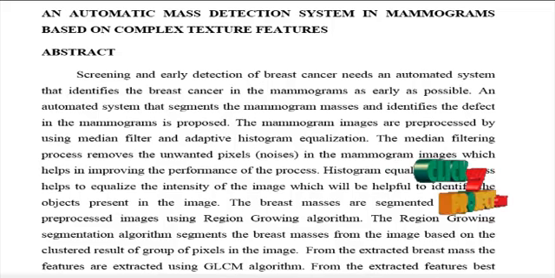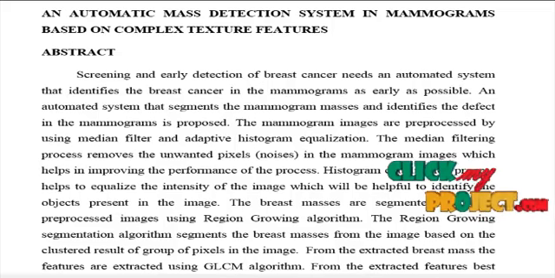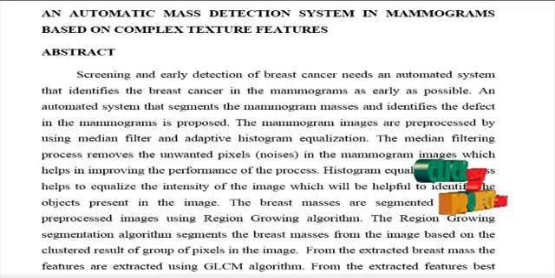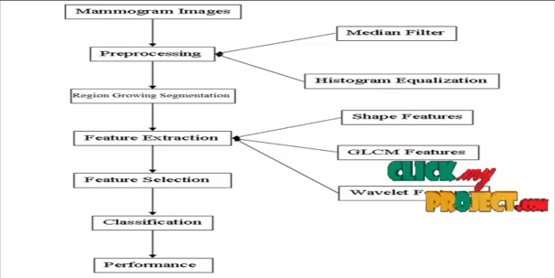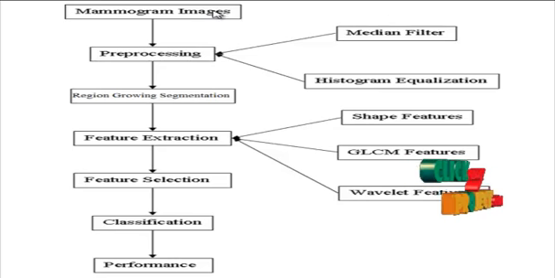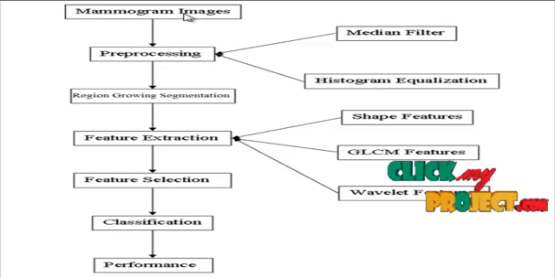Similarly, ROC curves and confusion matrices were plotted to assess the overall performance measures of the process. Let us see the flow of the process. Input mammogram images were collected. The images were from the MIAS database.